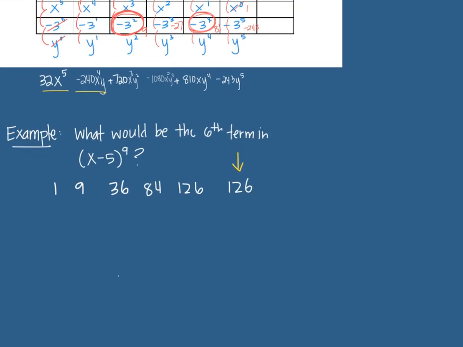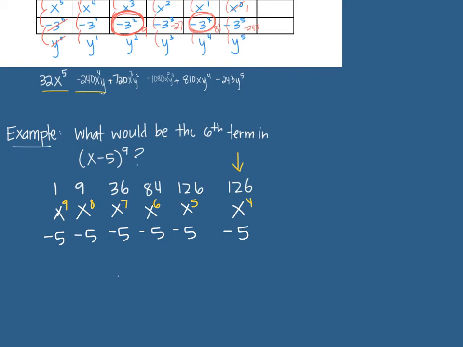So that would mean I would have x, x, x, x, x. I would get to x here, and I would have negative 5, negative 5, negative 5, negative 5, negative 5, and negative 5. Now let's track the powers. The x power should start with 9, and 8, 7, 6, 5. So this will end up to be x to the 4th.